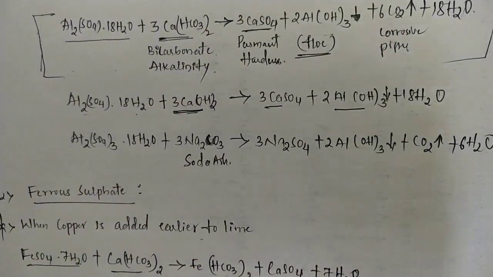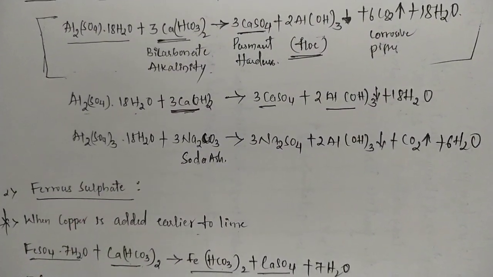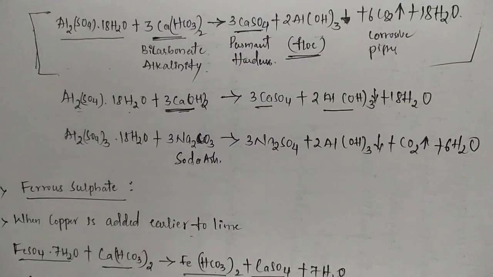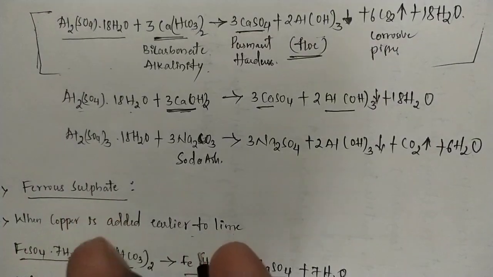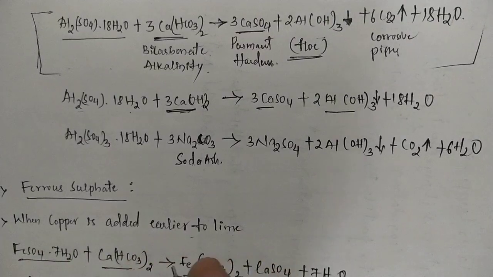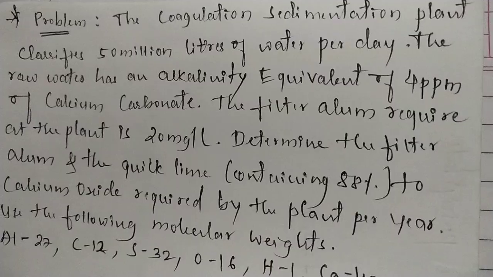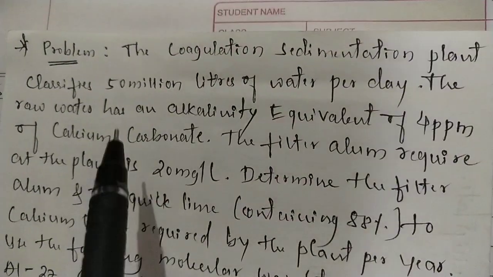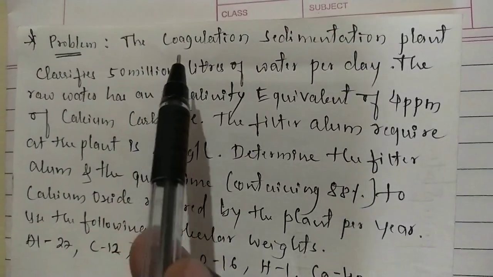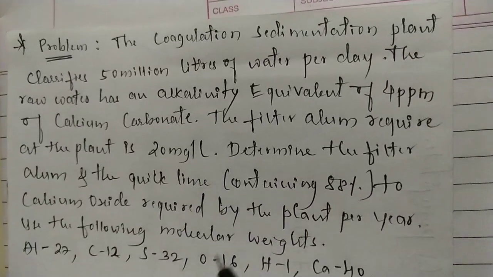Let us take one problem on this coagulant, aluminum sulfate, so we can understand how much coagulant should be used for a particular quantity of water in the treatment plant. So let us have one numerical problem on coagulation. See here the question. First you have to understand this question: what data are given and what we are going to solve.